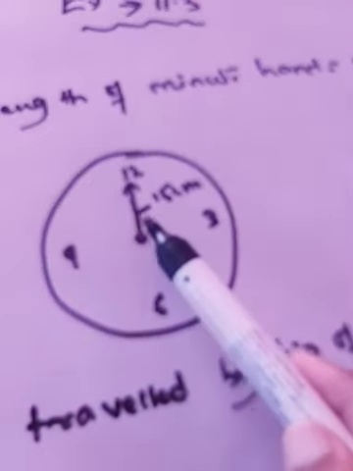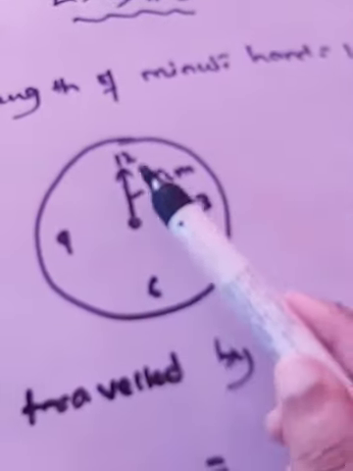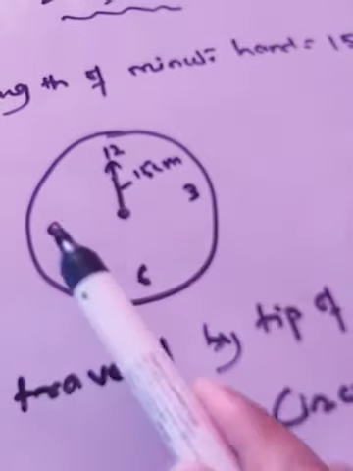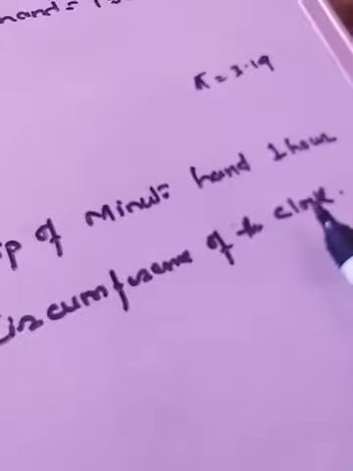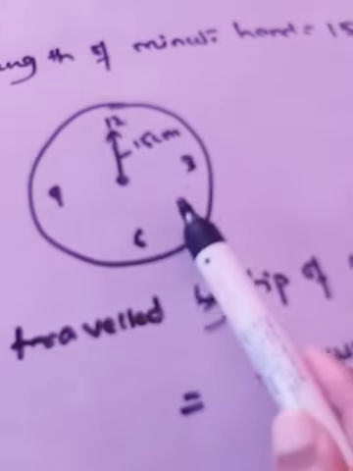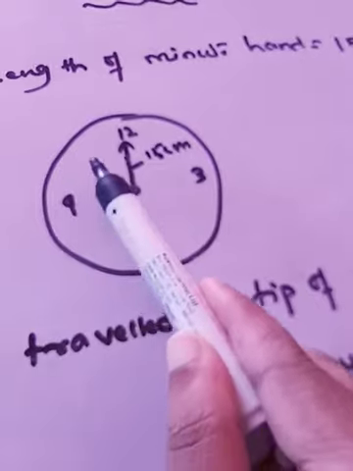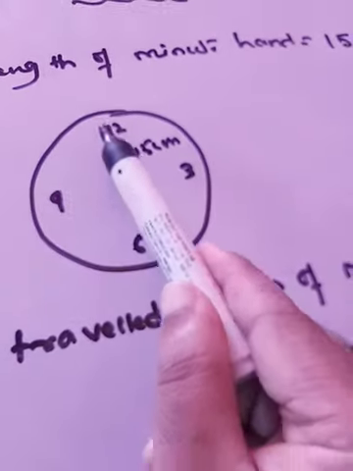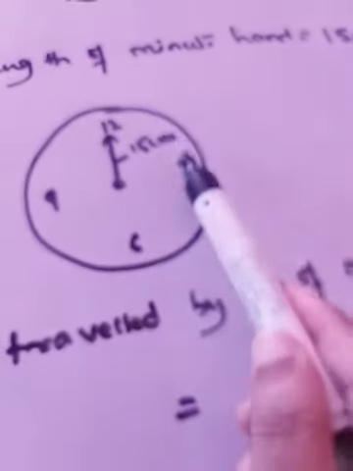Now the question they have asked is, what is the distance that this minute hand will travel in 1 hour? So the distance traveled by the tip of the minute hand in 1 hour would be equal to the circumference of a clock, isn't it? That is, this minute hand in 1 hour will cover one complete revolution. One complete revolution, or rotation, is equivalent to the circumference of a circle.